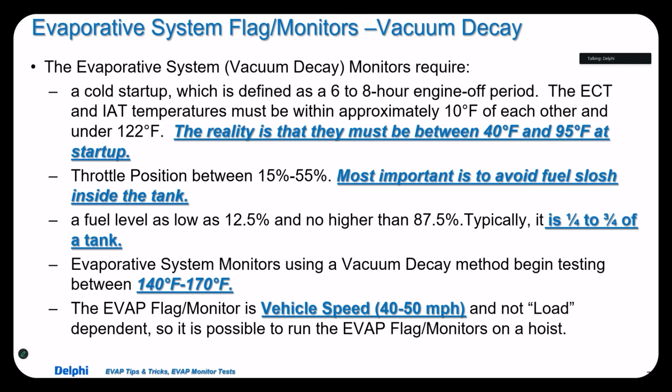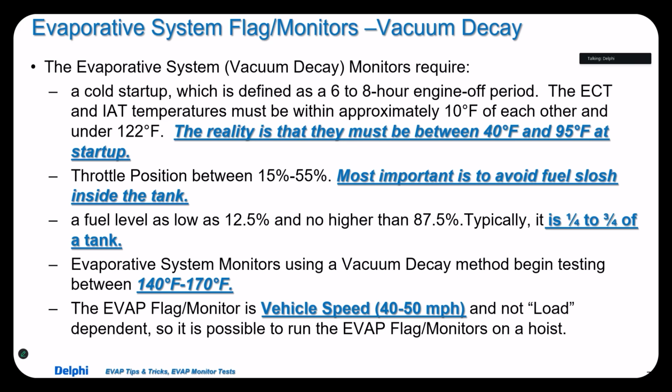The last thing on this one is vehicle speed is not important. I've seen them go as low as 30, 35. Some of the numbers out there are 40 to 50. Really what you want is a steady throttle, somewhere in the 35, 45 range, 40 to 50. That's not critical. But the key word there is it's not load dependent.